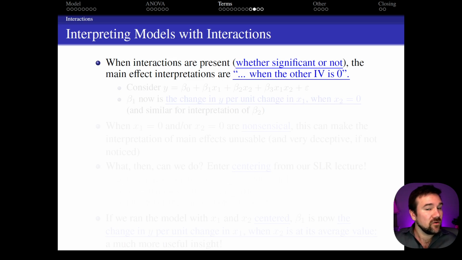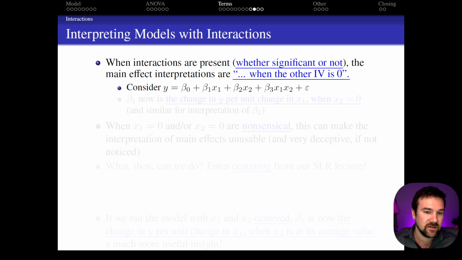So again, whether or not the interaction is significant, I can't say this enough, even if it's not significant, it's the most insignificant interaction term in the world, but it's in the model, the main effect interpretation is now changed. What changes about it? Well, the main effect interpretation changes to when the other independent variable is 0.